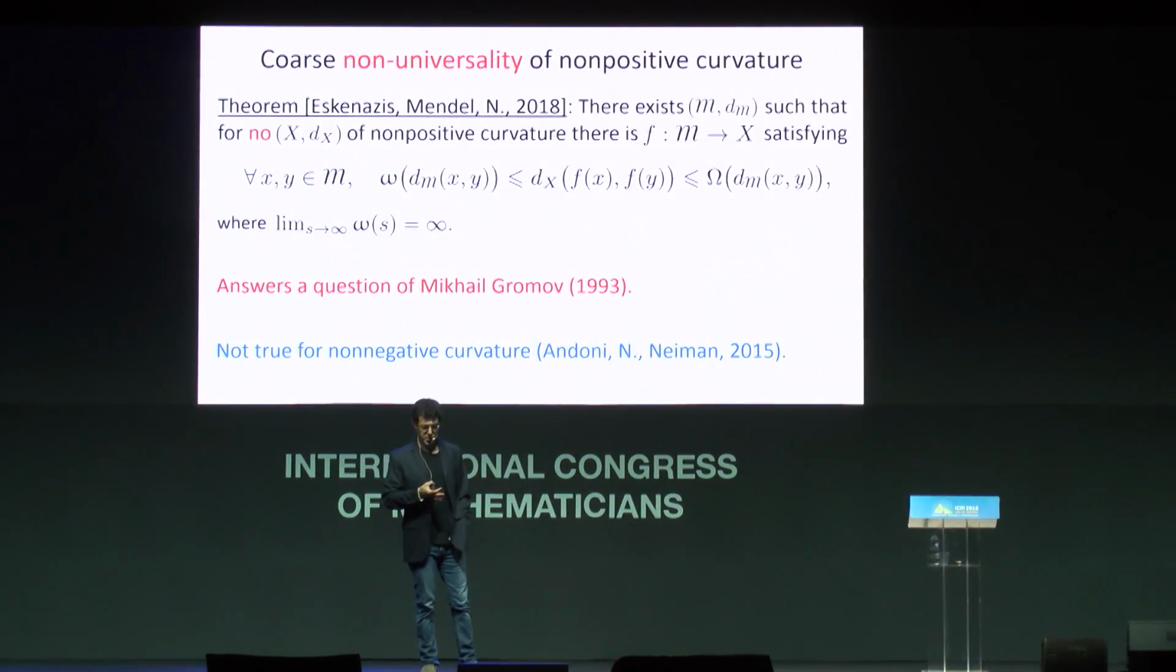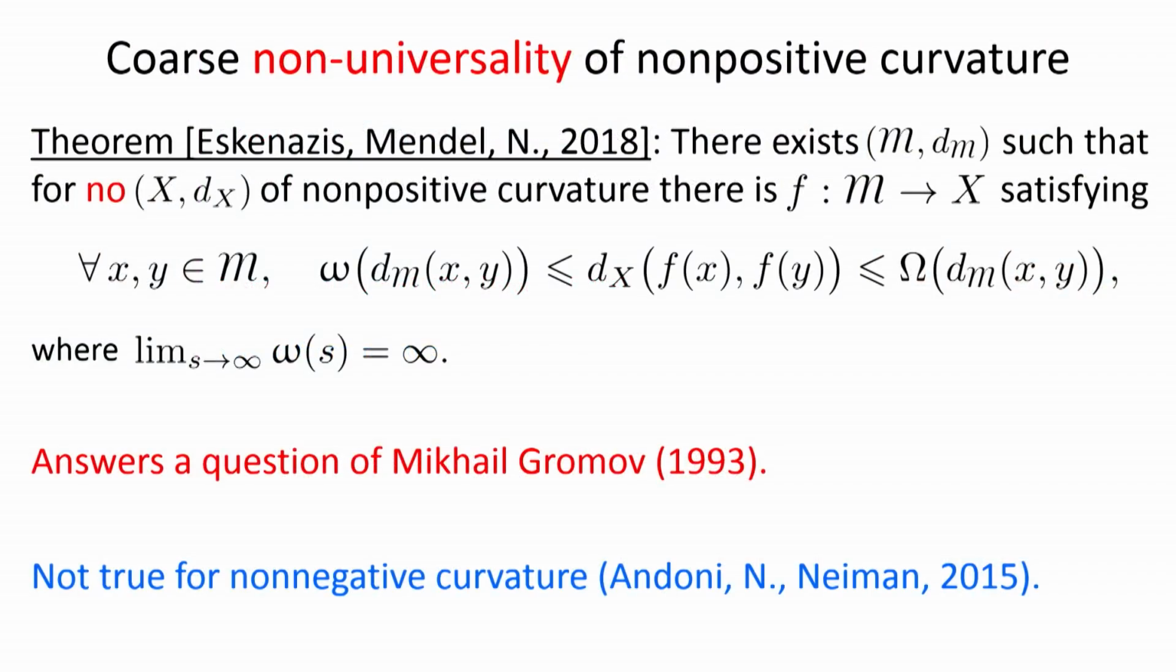So here is a fresh theorem which does not involve the word normed space. It answers a 25-year-old question of Gromov. There exists a metric space such that you cannot realize it as a subset of any non-positively curved geometry, even allowing for a very, very weak requirement. You want to assign to every point in the metric space M a point in a non-positively curved space, such that in the image, the distance between two points is controlled between any two functions whatsoever of the distances between the original points. And the only requirement is that the lower bound goes to infinity at infinity.